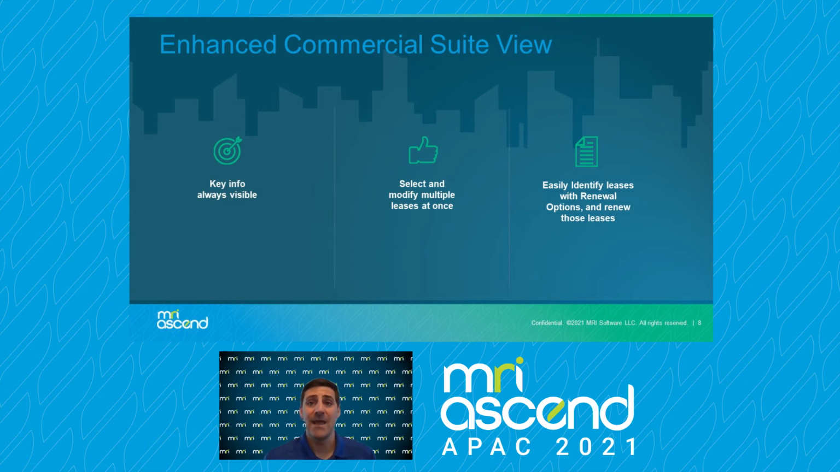You can select and modify multiple leases at once. So this was where we were showing you that you're able to click into multiple leases and adjust both the start and the end date for them at the same time, or even, if you're extending the end date of one lease and you've got a prospect set up after it, it's going to keep that downtime in between those two leases and adjust that prospect. And then lastly, easily identify the leases with renewal options and renew those leases. We didn't actually show you renewing the leases all the way through, but we did show you how to get to that option, which is just a couple clicks of the mouse.